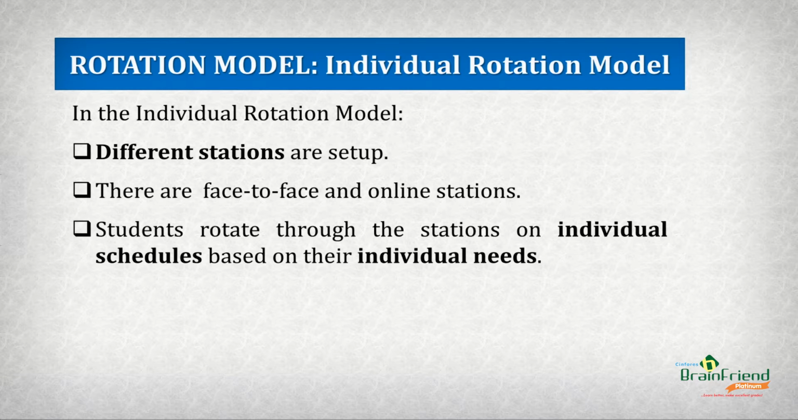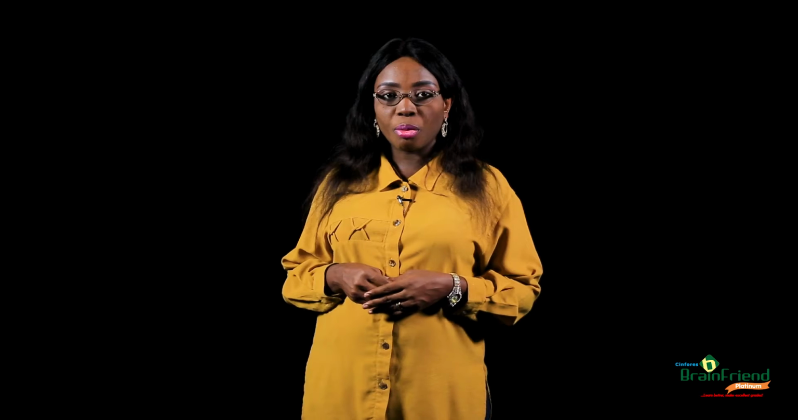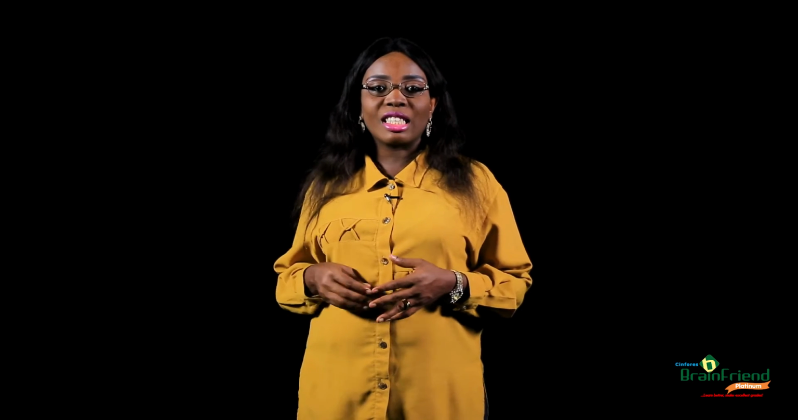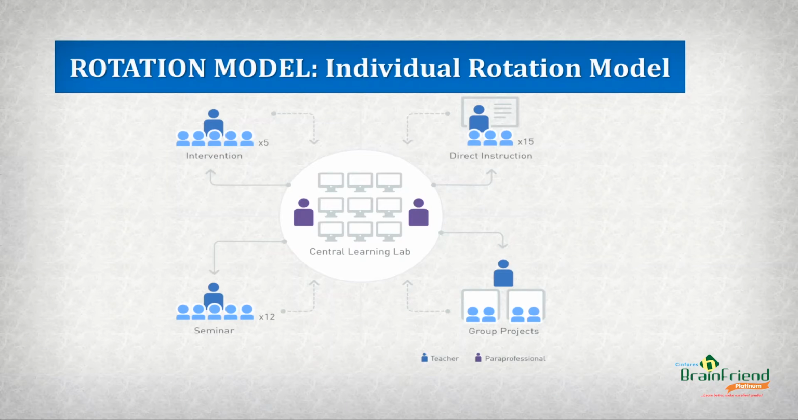Next, we have the individual rotation model. Just as we have in the station rotation model, different stations are set up. But in the individual rotation model, the different individuals go through the different stations at individual schedules based on individual needs. And this diagram depicts the individual rotation model.